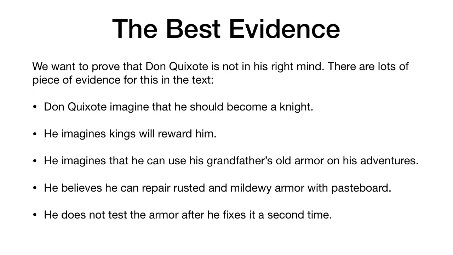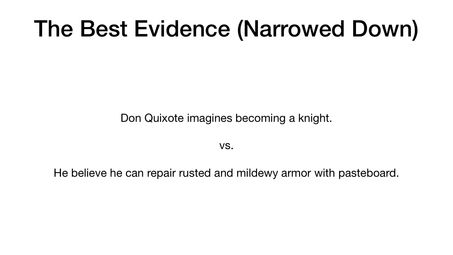We want to prove that Don Quixote is not in his right mind. There's a lot of pieces of evidence for this in the text. We could say that Don Quixote imagined that he should become a knight. We could say that he imagines the kings will reward him. He imagines that he can use his grandfather's old armor in his adventures. We could also say he believes that he can repair rusted and mildewy armor with pasteboard, which is sort of like paper mache. We can also say he does not test the armor after he fails to fix it a second time. But let's choose what is the best evidence here.